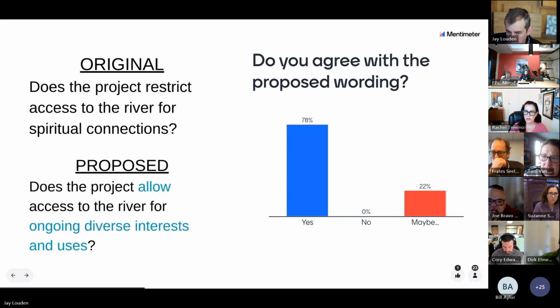I think that was the goal. Okay, so we want to make it as broad as possible, right? Well, that was the proposed change. Okay, so maybe it's just to allow access to the river for spiritual and other interests, period. Okay, I'll work on this one.